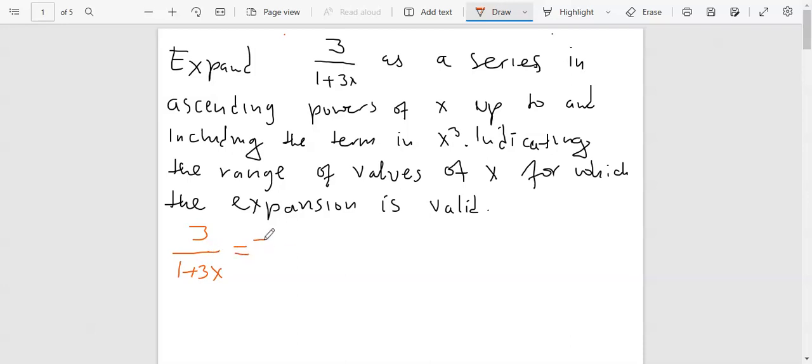So this is going to be written as 3. I'm going to take what is in the denominator on top. So it becomes 1 plus 3x. That is going to be raised to the power negative 1 because it was in the denominator.